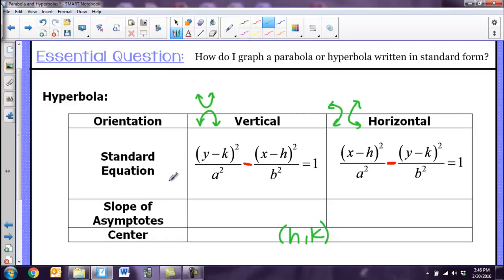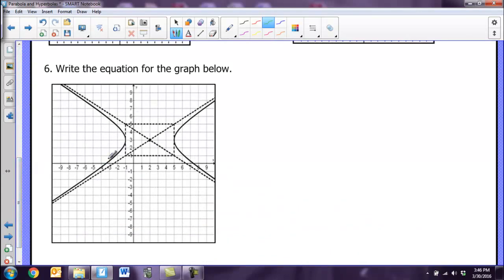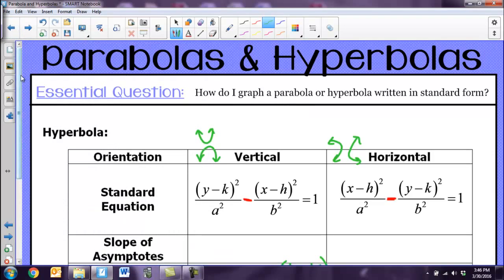And the other thing you need to know are the slopes of your asymptotes, because when you draw these, there's a picture on your paper somewhere. You have asymptotes that tell you exactly how to plot it. And in order for you to find the slopes of those asymptotes, you need to use a and b.